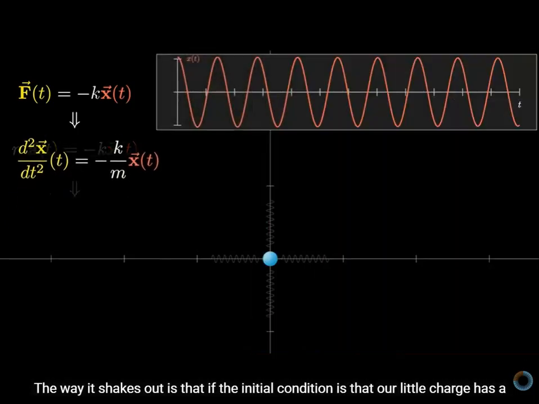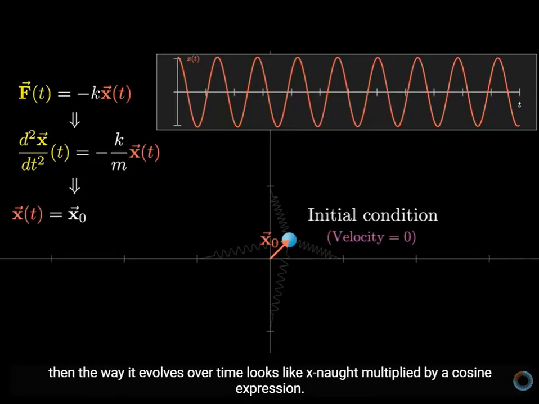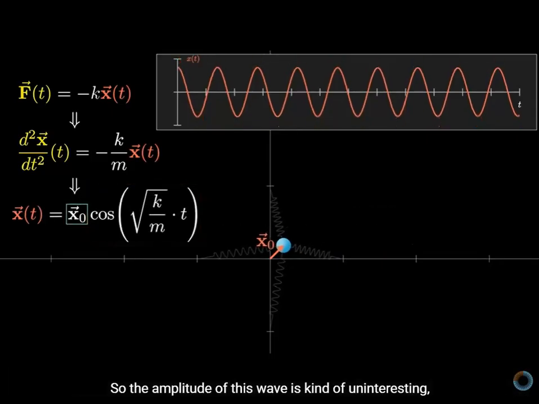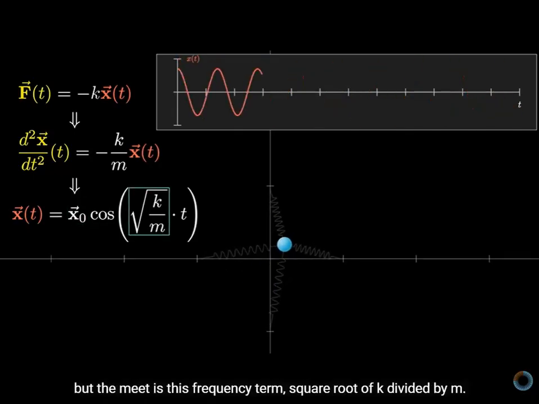The way it shakes out is that if the initial condition is that our little charge has a velocity of 0, but it's offset from the equilibrium by a little vector x naught, then the way it evolves over time looks like x naught multiplied by a cosine expression. So the amplitude of this wave is kind of uninteresting. It just depends on how far we pulled things back originally. But the meat is this frequency term, square root of k divided by m.